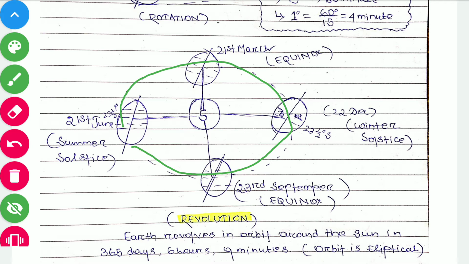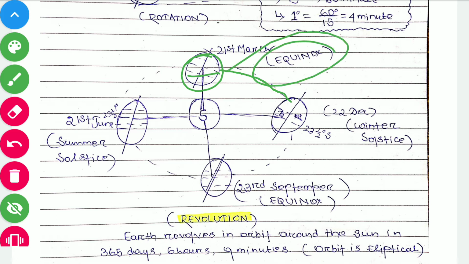Depending upon the position of the Earth in its orbit, the incidence of the sun rays also differs from place to place. If we consider 22nd December, the sun rays fall directly or perpendicularly upon the Tropic of Capricorn, that is 23.5 degrees south. But when the Earth moves to 21st March, the sun rays fall directly upon the equator. And when the sun rays fall directly upon the equator, the length of day and night will be equal, and this we call equinox.